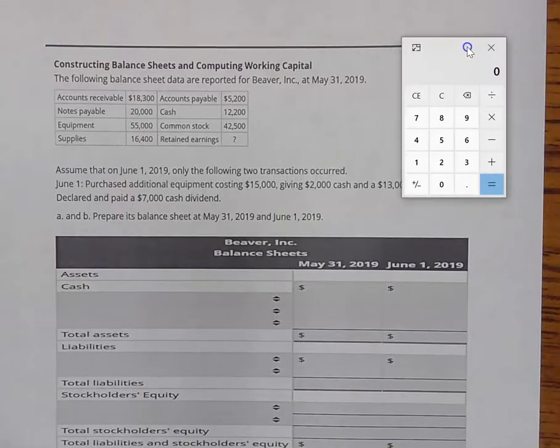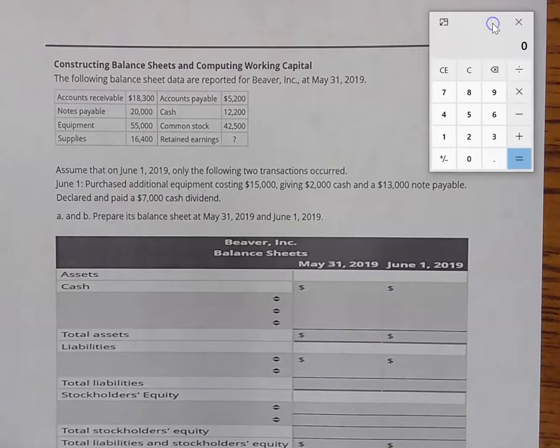All right, let's take a look at another exercise. This one is on how to construct a balance sheet and compute working capital. So what we're going to be looking at here is we've got some balance sheet accounts, and the first thing I'm going to do is label these by assets, liabilities, or equity, because right now they're not in any kind of order.